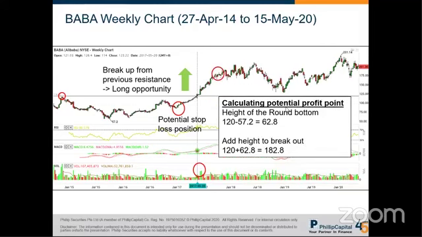Then how we actually calculate our potential profit. So let's say the round bottom, you take the height from around 120 minus 57.2. So from here to here is around 62.8. Then from the breakout point, you take 120 plus the height of the bottom to get the potential take profit level, which will be around this level. So this is how you set our stop loss and take profit position.